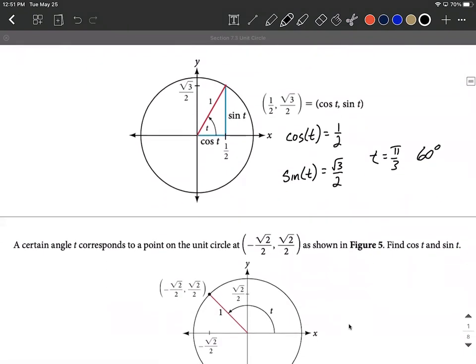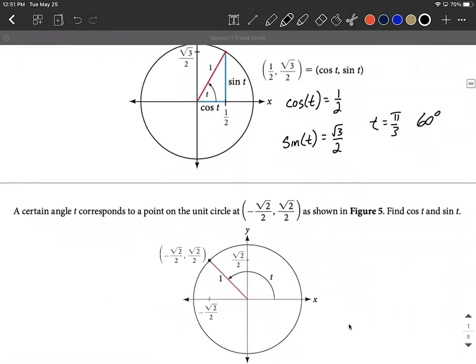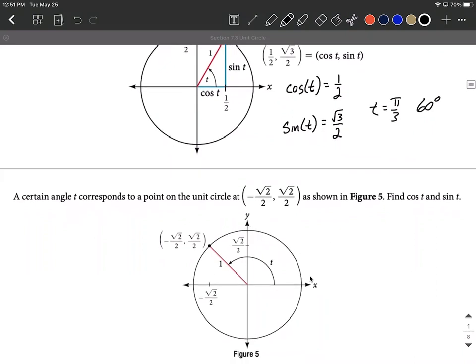One more of these real quickly. We have some angle t that corresponds with this point, negative square root of 2 over 2, comma, square root of 2 over 2, as it's drawn out in this figure. And our goal is to find cosine of t and sine of t. So remember that cosine of t always corresponds with the x value, so we'd say negative square root of 2 over 2. And then sine of t, sine of our angle, is always going to correspond with the y value. So it's as simple as that. It's going to be the square root of 2 over 2, the y value from that terminal point.